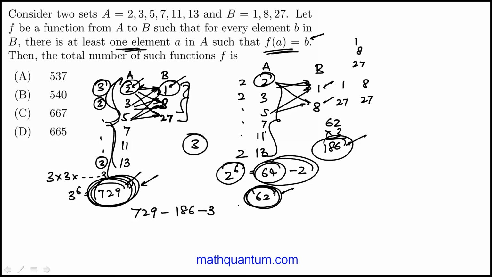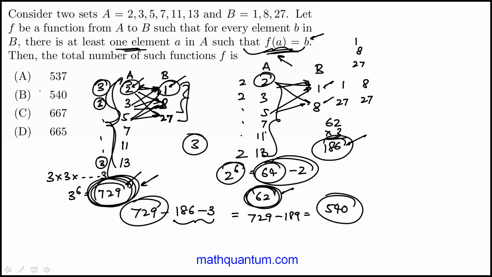So this is the complementary approach where we figure out what we're interested in by first counting all possible ways we could do something, and then subtracting the cases that we don't need because of that constraint. So we just have to do this computation, and if you do this subtraction, you'll get 540, which is choice B.